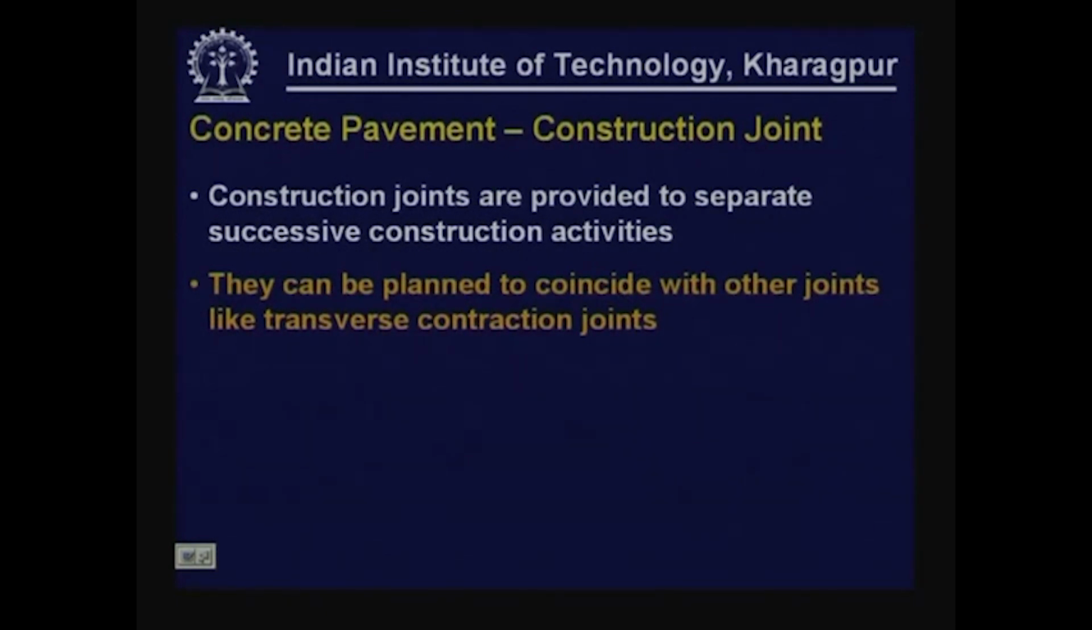There is another type of joint that is necessary, because at the end of construction, one cannot construct a 100 km length of slab continuously; it has to stop and start again. So, you have construction joints when you stop work and start again. Construction joints are provided to separate successive construction activities. Normally they are planned to coincide with other joints like transverse contraction joints.